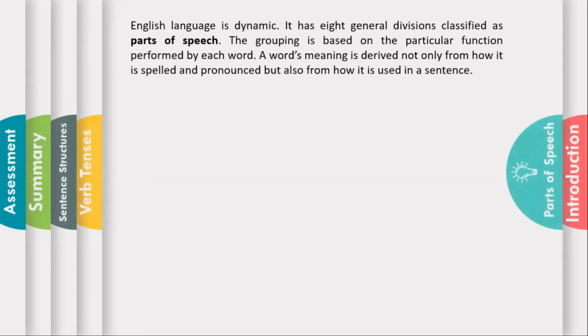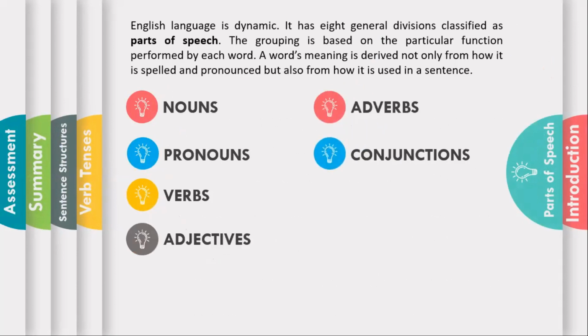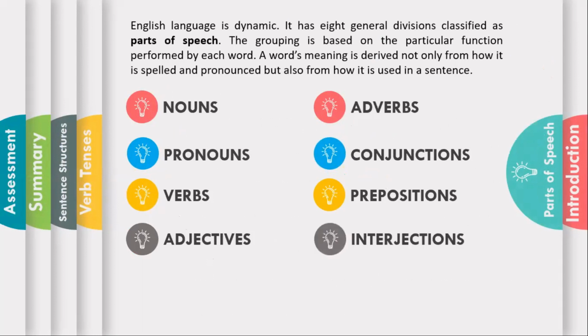Let's now proceed with the parts of speech. English is a very flexible language. It has 8 general divisions called parts of speech. This is based on the particular function performed by each word or how it is used in a sentence. These are nouns, pronouns, verbs, adjectives, adverbs, conjunctions, prepositions, and interjections. Some grammarians consider the articles the, a, and an as parts of speech because they modify nouns.